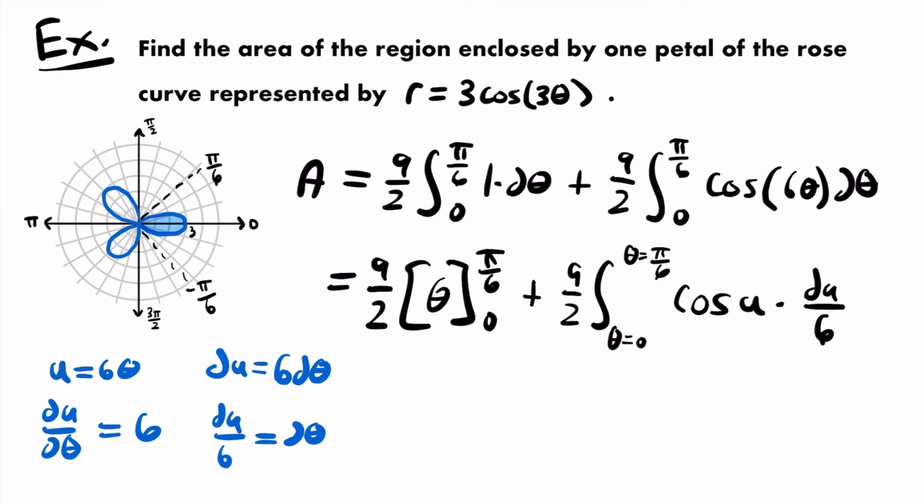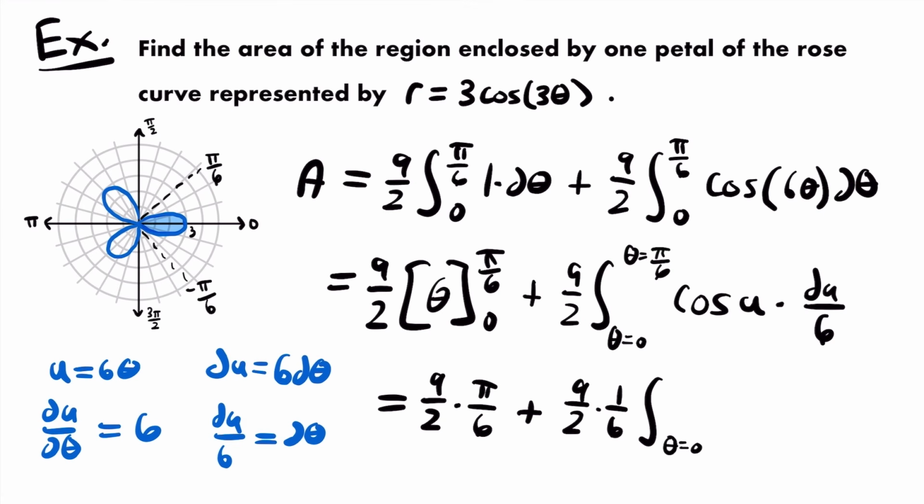All right, now if we simplify, we'll start with this integral. Theta evaluated at pi divided by 6 is pi divided by 6, and then we're subtracting theta evaluated at 0. So we have pi divided by 6 minus 0, which is just pi divided by 6. So this is equal to 9/2 times pi divided by 6, and then we'll add that to this integral, but I'm going to pull 1/6 out to the front. So we'll have 9/2 times 1/6 times the integral from theta equals 0 to theta equals pi divided by 6 of cosine of u times du.